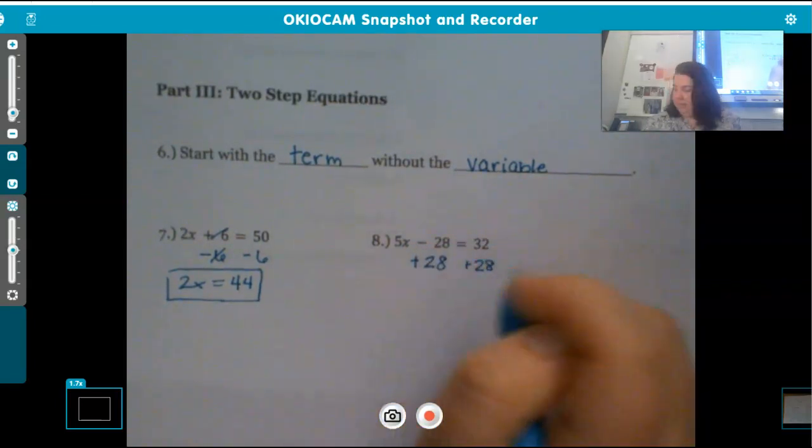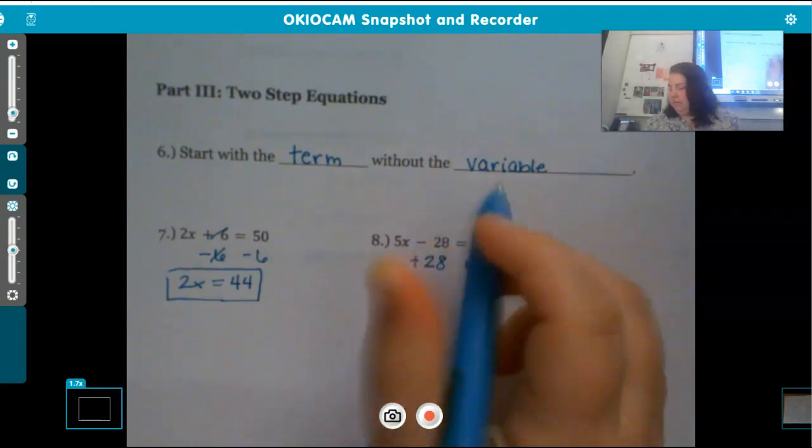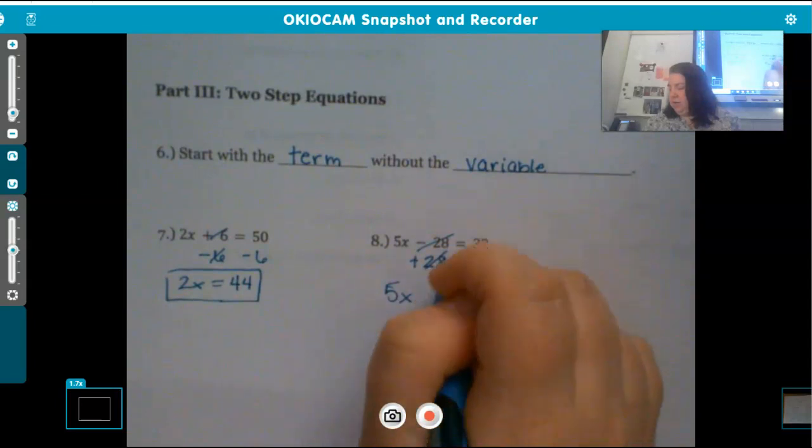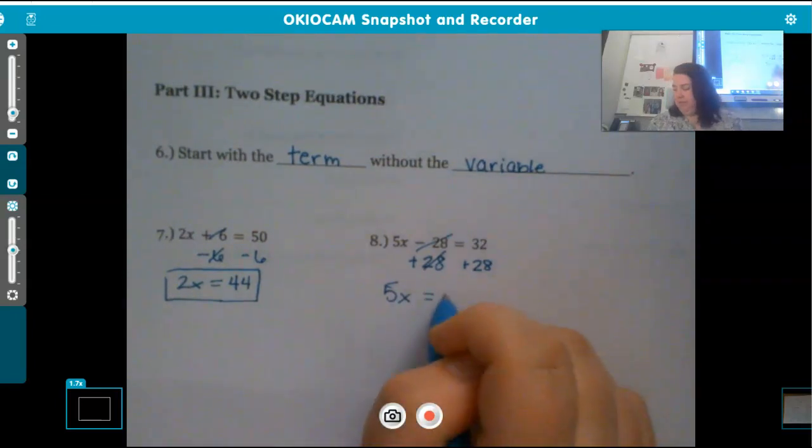We bring down our 5x. Our 28s cancel each other out. We bring down our equal sign. What is 32 plus 28? 60.